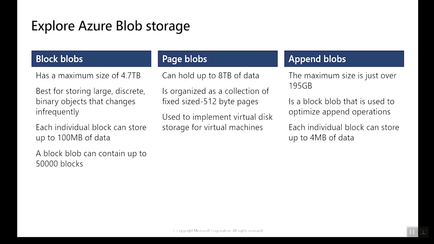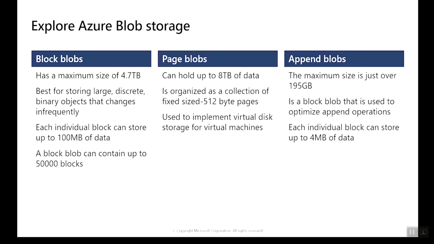Now, blob storage provides 3 access tiers to help you balance access latency and storage costs. The first is the hot tier, which is enabled by default. You use this tier for blobs that are accessed frequently. So the blob data is stored on high performance media.